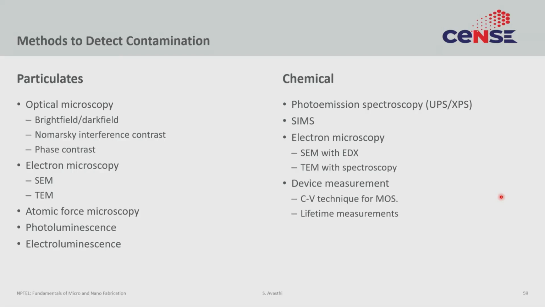Simple microscopy often doesn't work because the particles are small, but there are certain tricks you can play. For example, you can play with bright field and dark field images. Often particles are better visible in dark field images. Nomarski interference contrast is a good way to see some of these particles. It gives you some 3D depth perception, and that 3D depth perception allows you to identify particles. You can also use phase contrast, which is a technique in optical microscopy to again highlight topology.